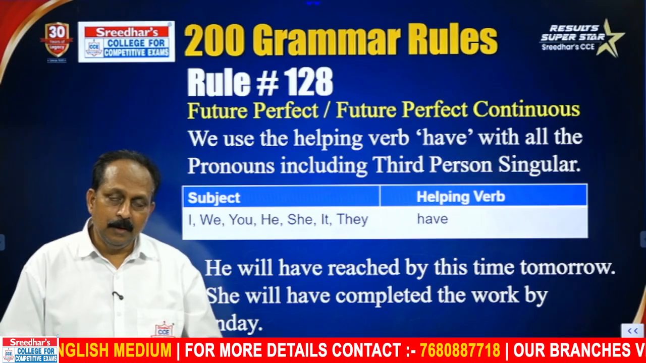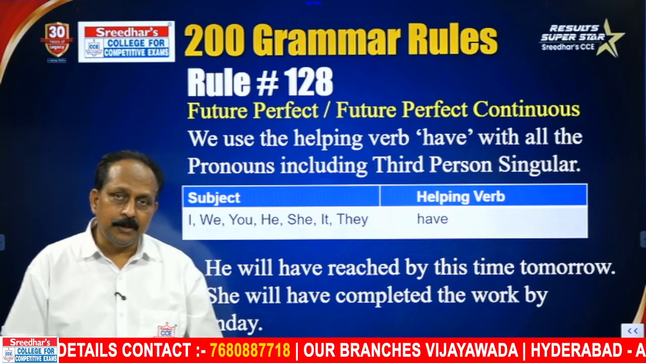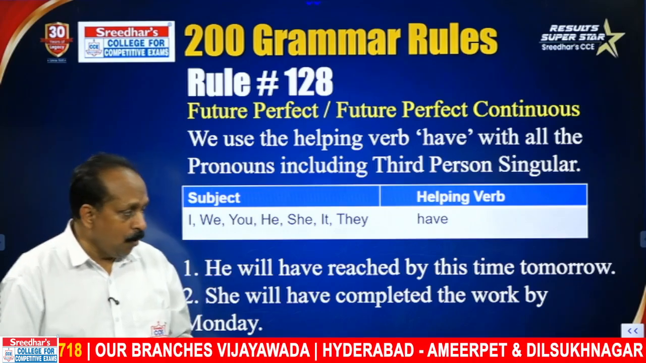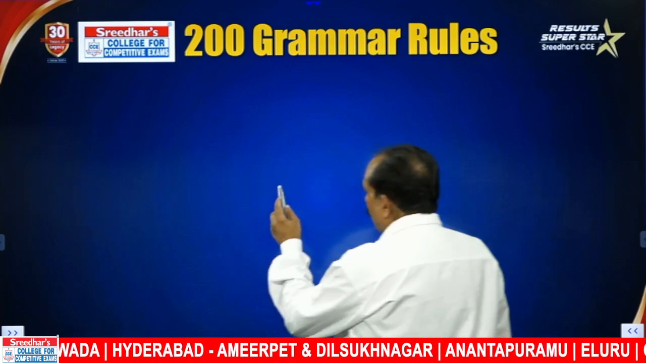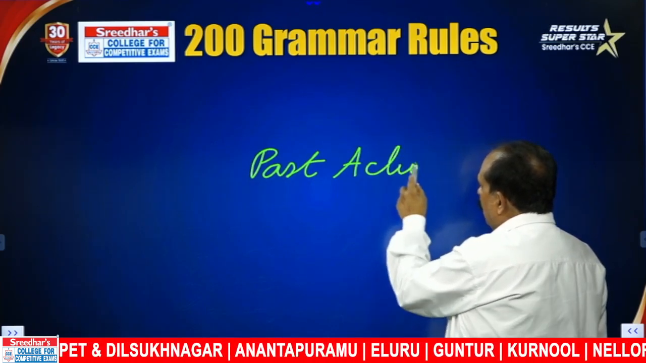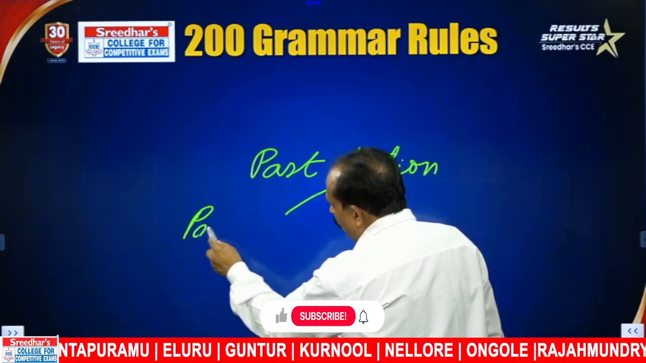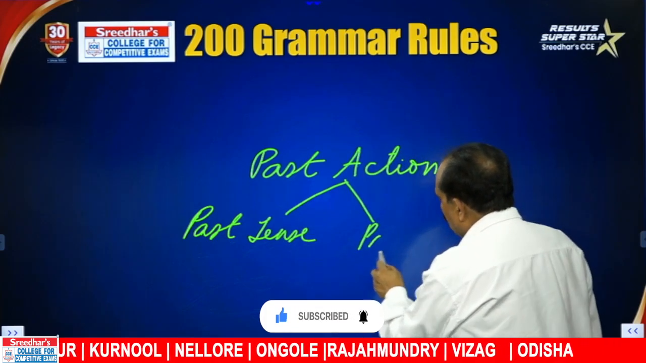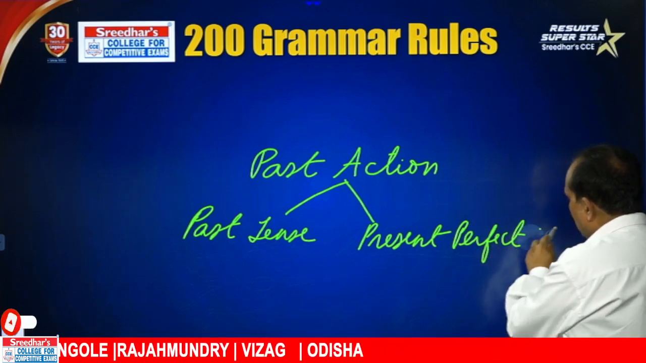The first one, we use present perfect to express an action that happened in the past but for which the time aspect need not be mentioned. That means what? In English, to express a past action, we have 2 tenses. One is, you all know, past tense. The other one, present perfect tense.